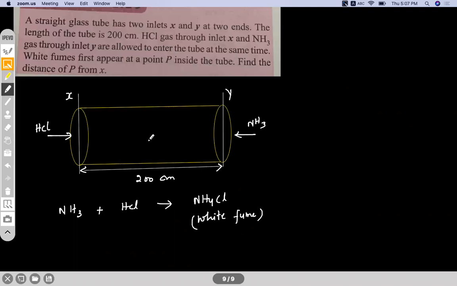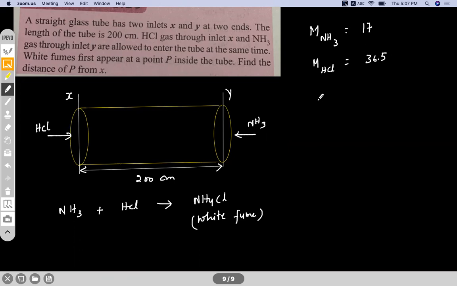Okay, so point is what? This white fume means NH3 and HCl meet at one point, and then only the reaction takes place, which gives the white fumes. Okay, so obviously both will diffuse from the two ends. Which one will diffuse more? What is the molecular mass of NH3? 17. Molecular mass of HCl is 36.5.